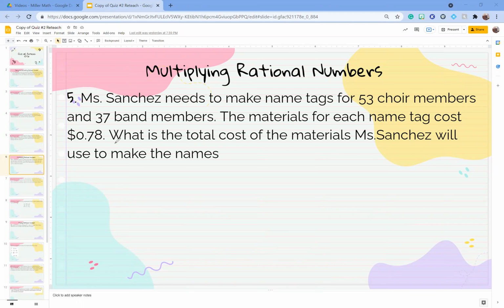Okay. So here we have our question. Our important numbers, 53, 37, and 78 cents. Keyword here is and, because we're going to have to combine these two numbers to find out how many people need name tags. So that's our A. Analyze. Now we have to plan.